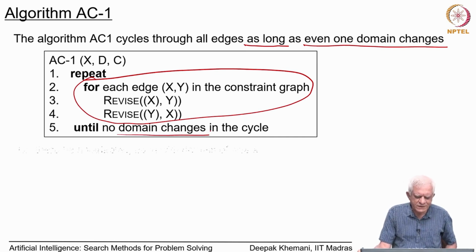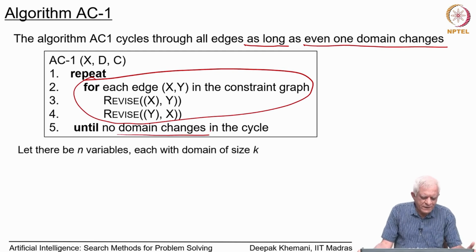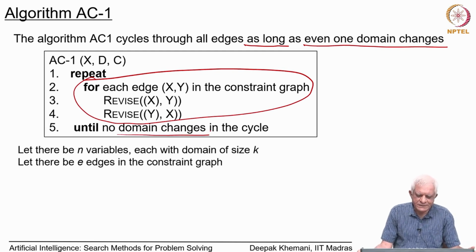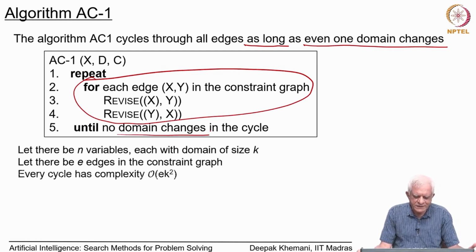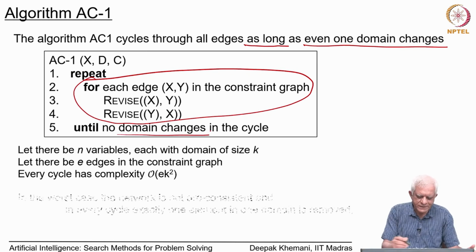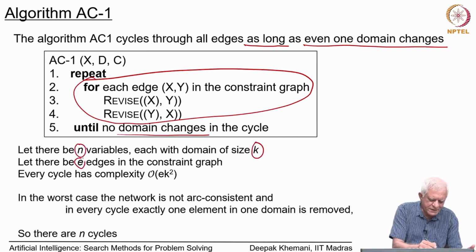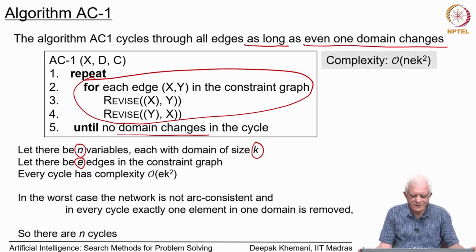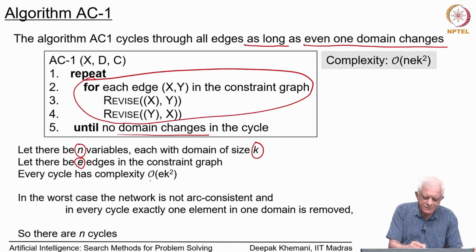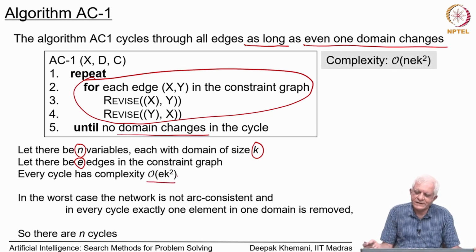So, what is the complexity of this? Very quickly, let there be n variables, each with a domain of size k. So, the variables are n, the sizes are k, and let there be e edges. In every cycle we will do it order e k square times, k square because we look at all the values of y. So, that is where the k square comes from essentially.